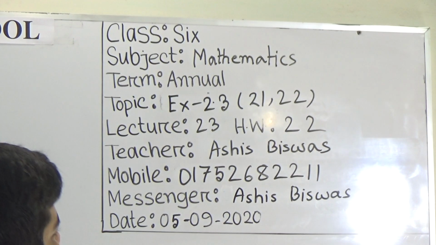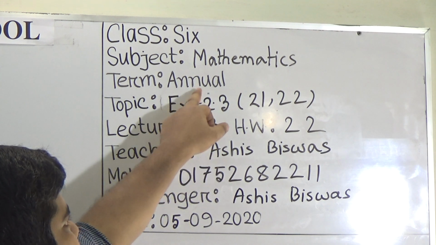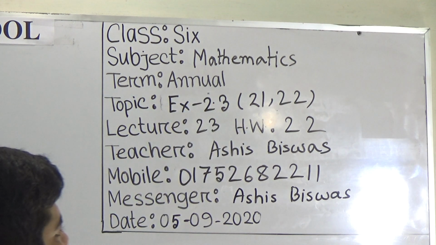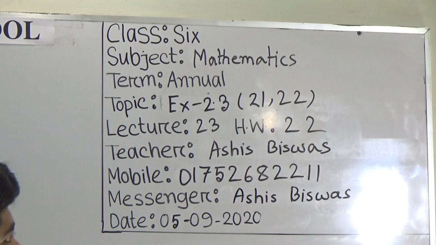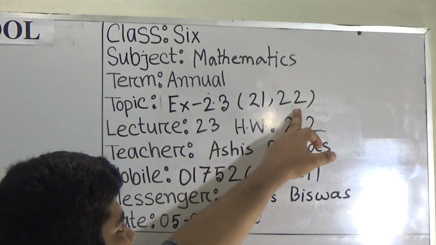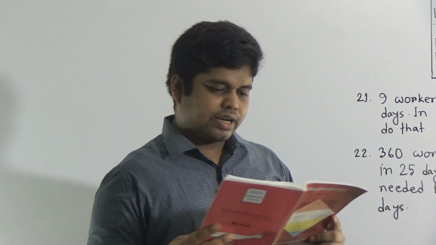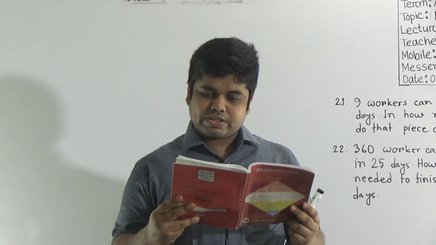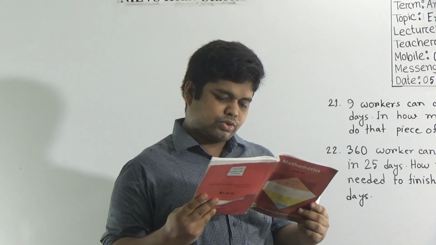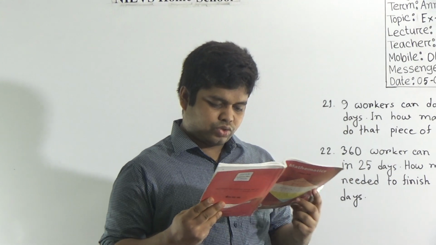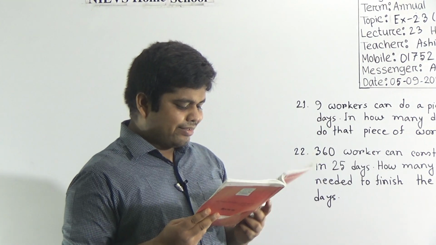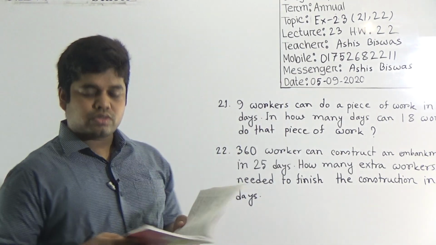My dear students, today is our lecture number 23 of annual term and today's SW number will be 22. We shall solve 21 and 22 as your CW and it is also your SW. So, my dear students, open your math book at page number 67. I repeat, open your math book page number 67. In 67, we shall solve question number 21 and 22. I have already written these two maths on the board. So, I close the book.